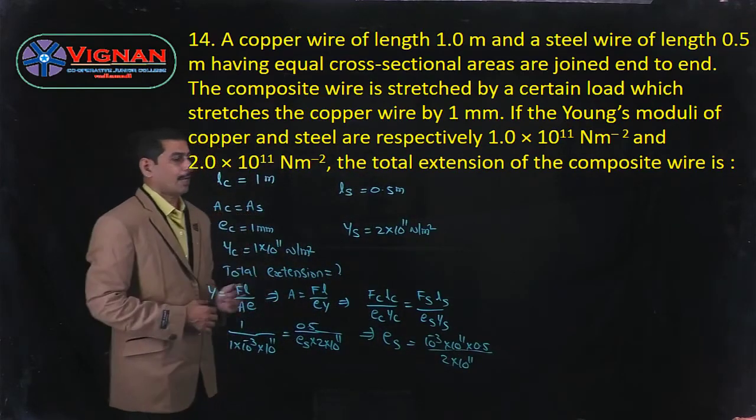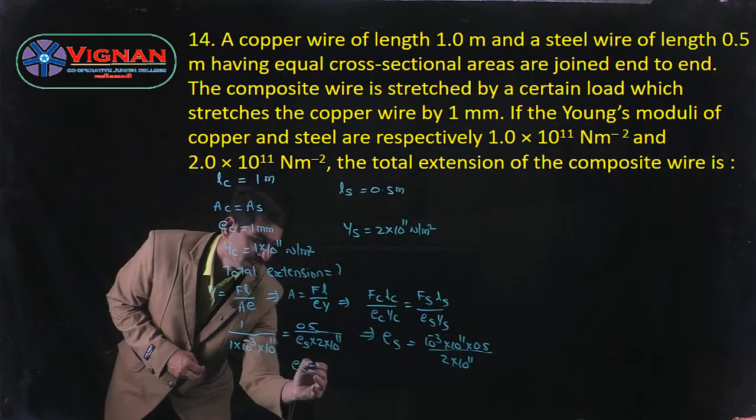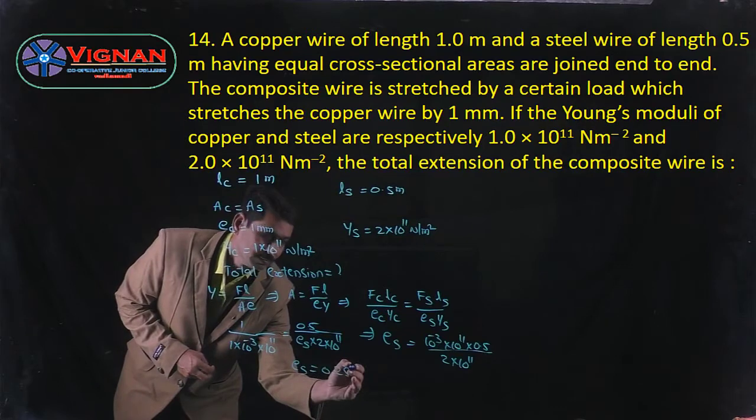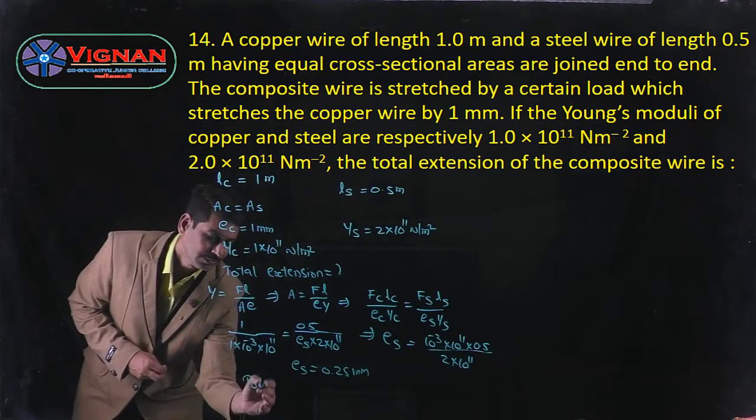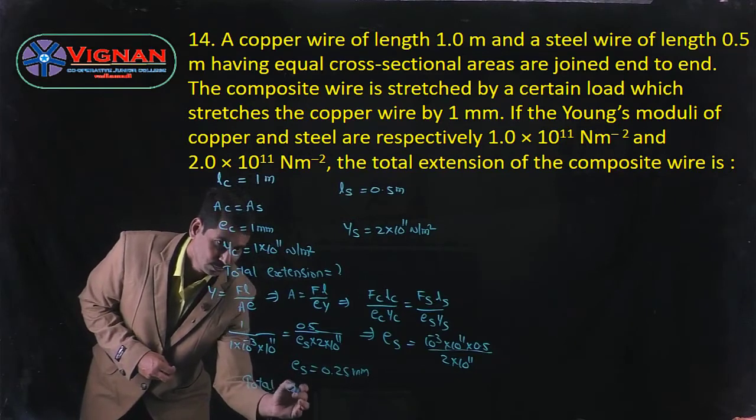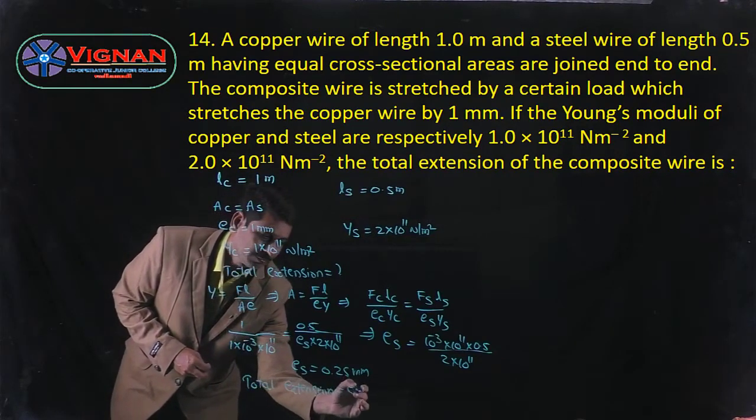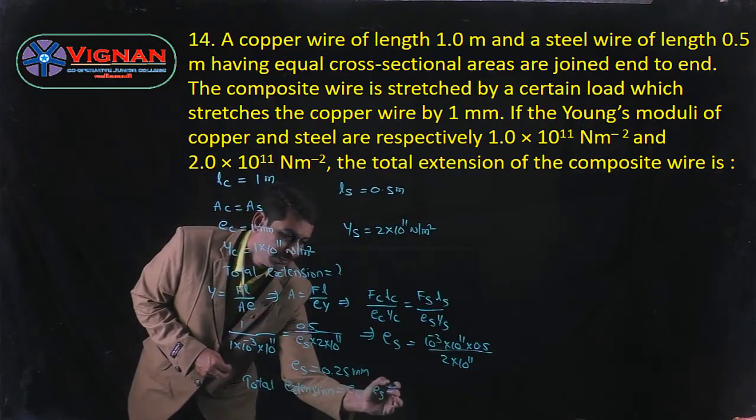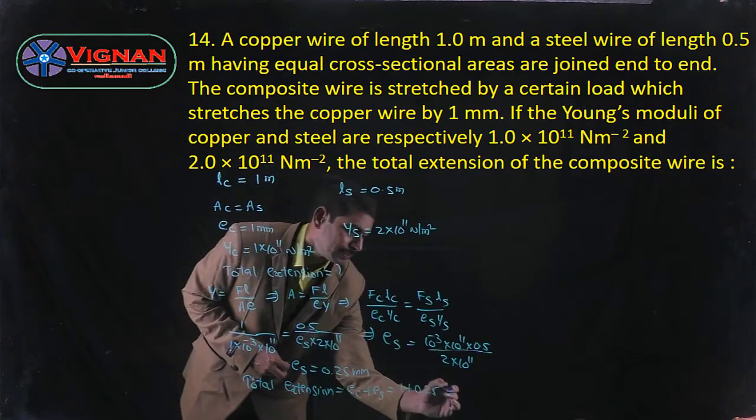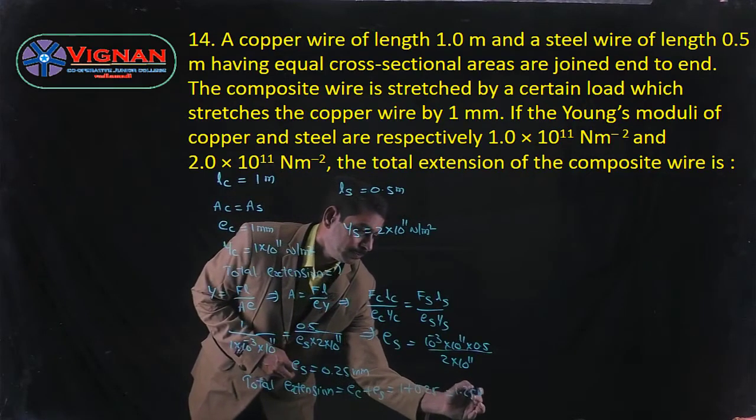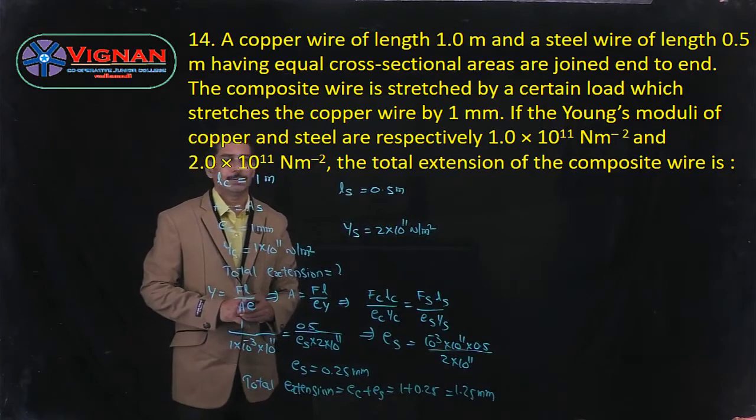From this you can calculate the elongation of the steel wire. So we get the elongation of the steel wire as 0.25 millimeter. So the total elongation, our total extension, is equal to elongation of copper plus elongation of steel, which is nothing but 1 plus 0.25. So you get this as 1.25 millimeter. So this is the total elongation of the composite wire.